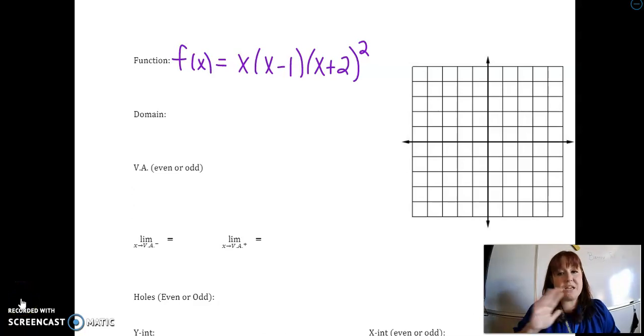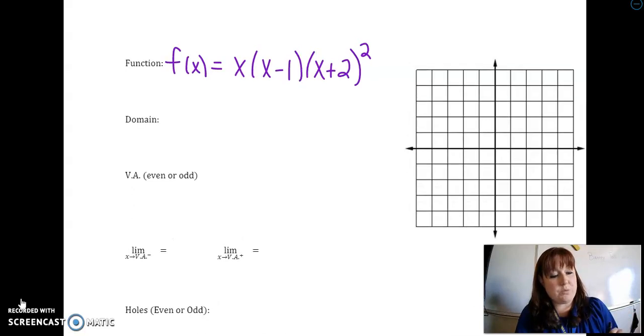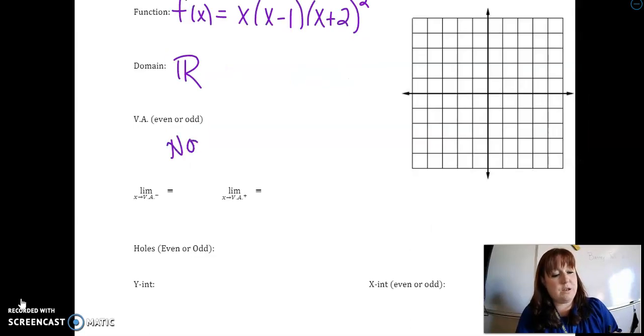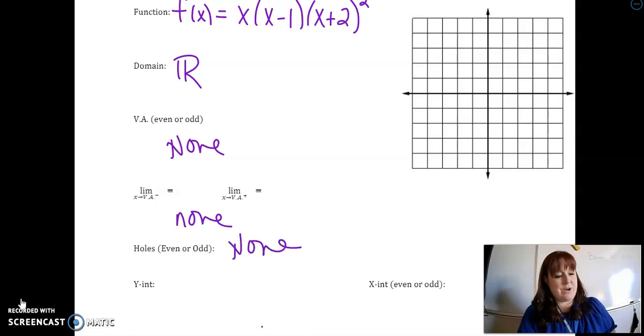So there's nothing in here that would do something illegal, right? So the domain is all real numbers. No asymptotes, no holes. So none, none, none. Okay, so we're already almost done, right?